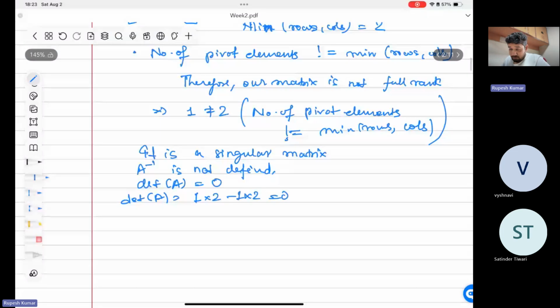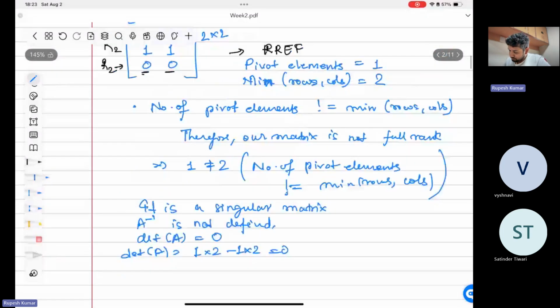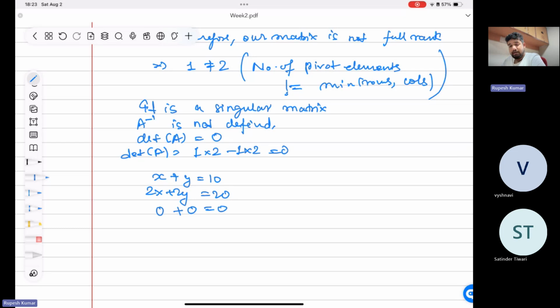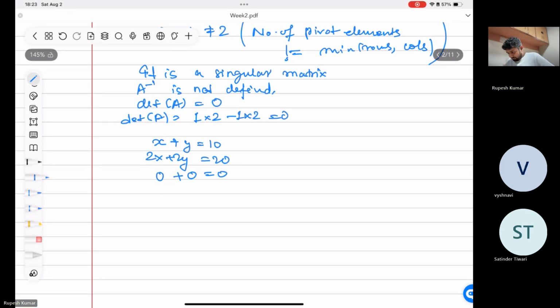So let's try to solve this using Gaussian elimination, right? So it says x plus y equals 10, 2x plus 2y equals 20. And whenever you try to solve this, because whenever you multiply by 2 or do something, you get 0 plus 0 equals 0, right? And any value of x and y will satisfy this. What does this mean? I mean, not any, but there can be multiple. So let me correct myself. There can be multiple values of x and y that will satisfy these two equations, right?